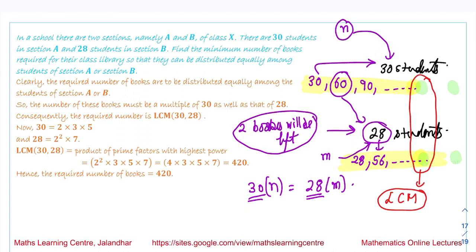So to calculate the LCM of these numbers, we have written 30 is equal to 2 into 3 into 5, and 28 is equal to 2 raised to the power 2 into 7. The LCM of 30 and 28 will be the product of prime factors with the highest power. So the highest power of 2 is 2 raised to power 2, then 3, then 5, and then 7, and the answer we get is 420. So the required number of books is 420.